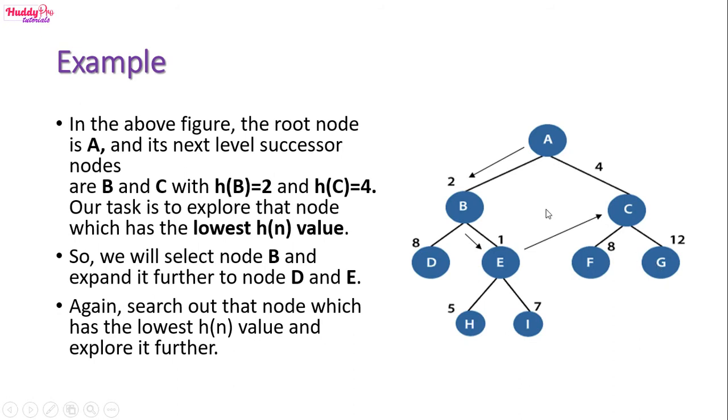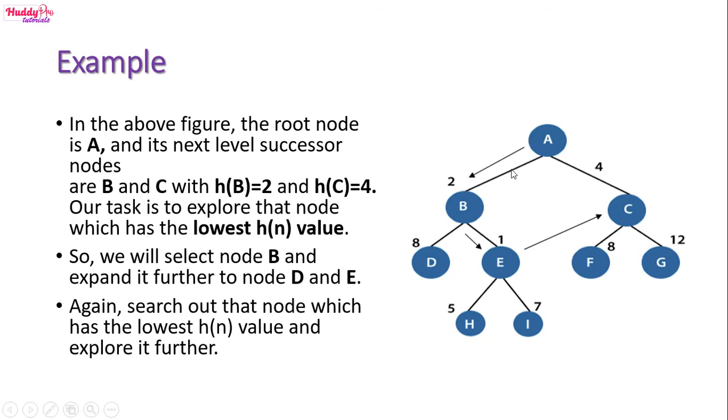So we are saying it will look for the path that is nearer to our goal and it will take the one that is shortest. So we have B and C. Which one is shortest? Of course 2. 2 is shorter than 4.